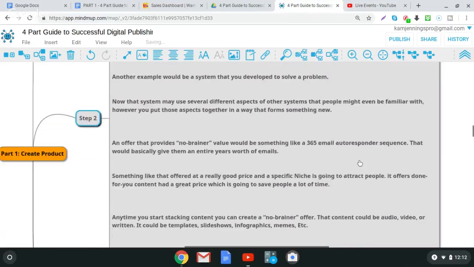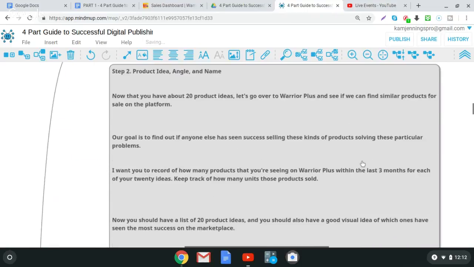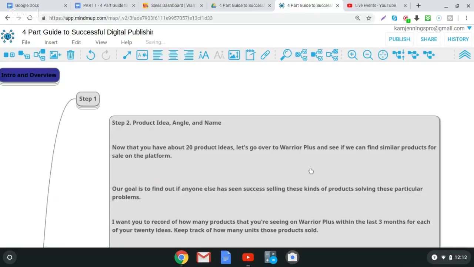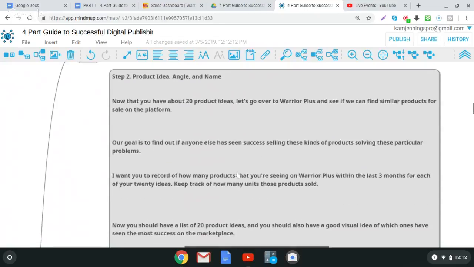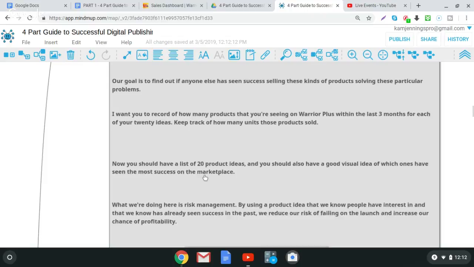Step 2. Product idea, angle, and a name. Now that you have about 20 product ideas, let's go over to Warrior Plus. That's warriorplus.com, and see if we can find similar products for sale on the platform. Our goal is to find out if anyone else has seen success selling these kinds of products, solving these particular problems. I want you to record how many products that you're seeing on Warrior Plus within the last 3 months for each of your 20 ideas. Keep track of how many units those products sold.